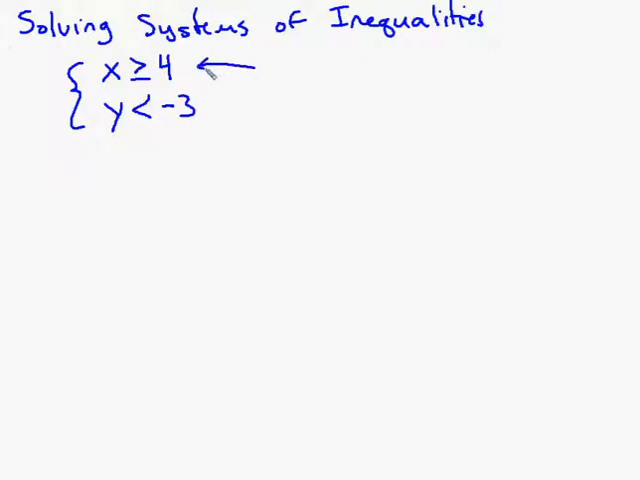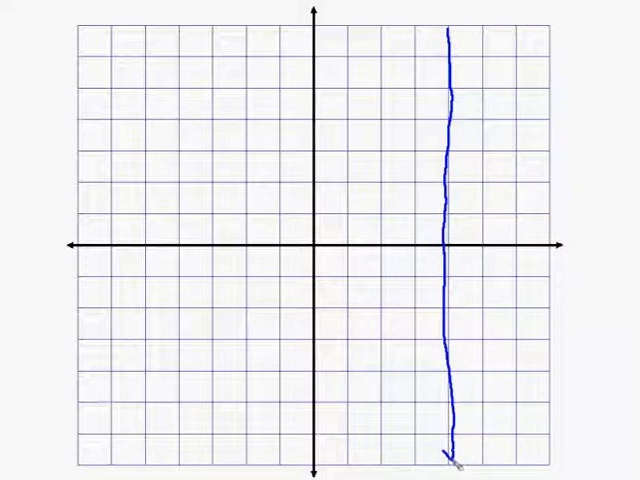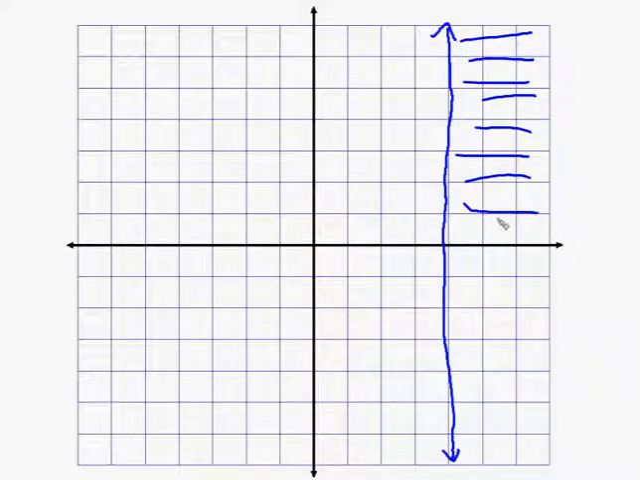So this one is a vertical line, and it will be solid because it can be equal to. And this one is a horizontal line, and it is going to be dotted because it cannot be equal to. So I'll graph that first one, that vertical line, x is greater than 4. So here's that vertical line, x is greater than 4. And I'm going to have to shade to the right because all the values to the right are bigger than 4. Does that make sense? I hope so.